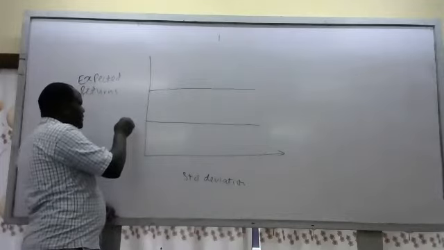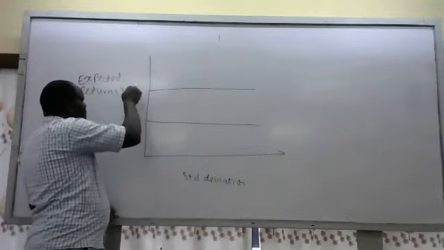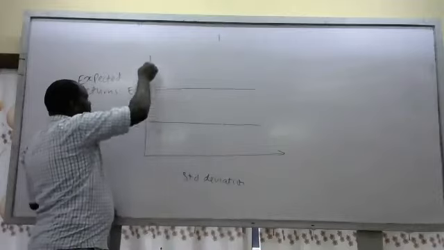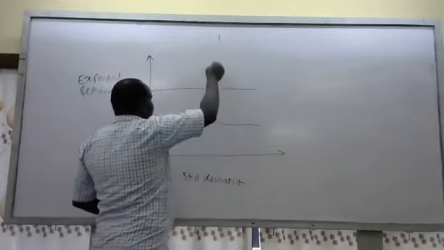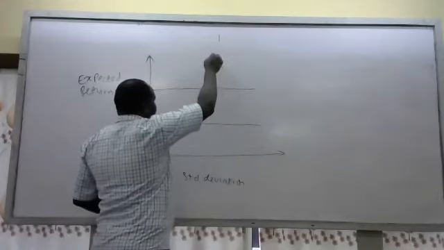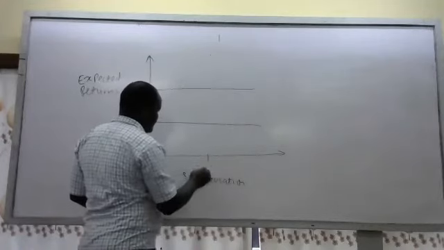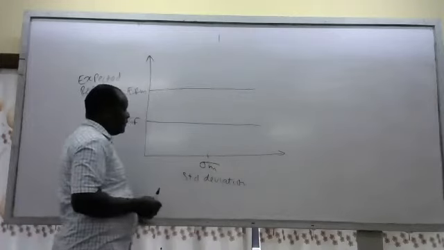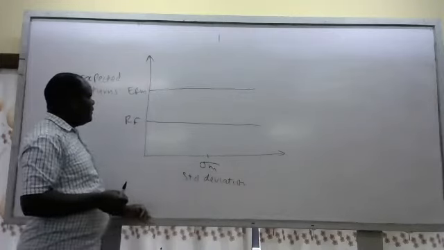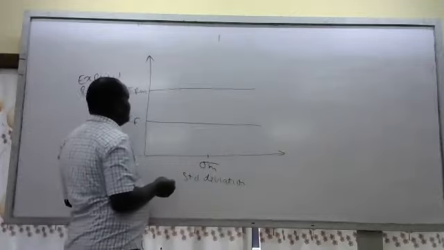So this one will be the risk-free rate. That will be expected return for the market. Then this one will be the standard deviation for the market.